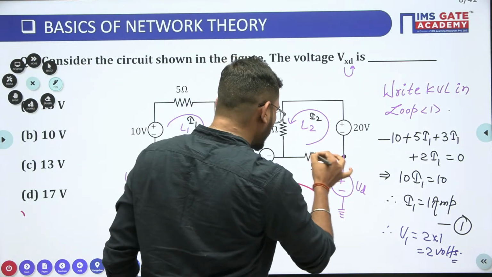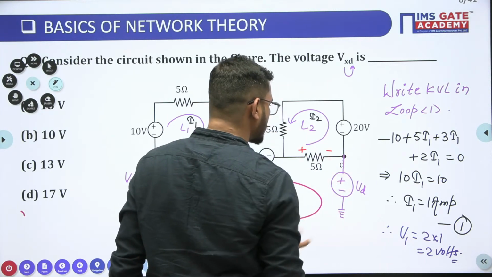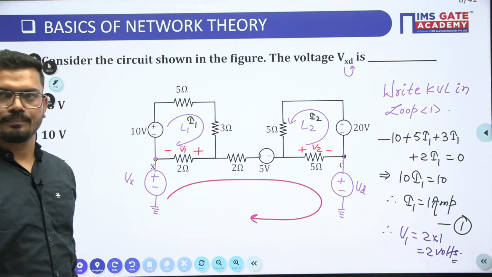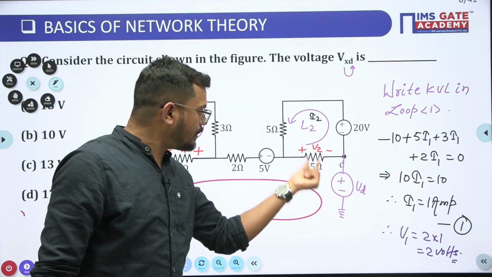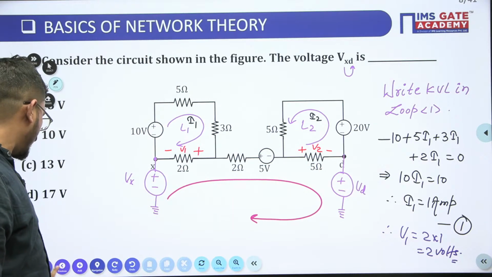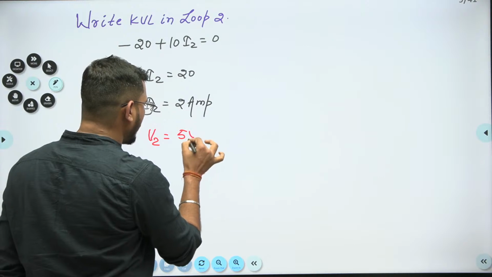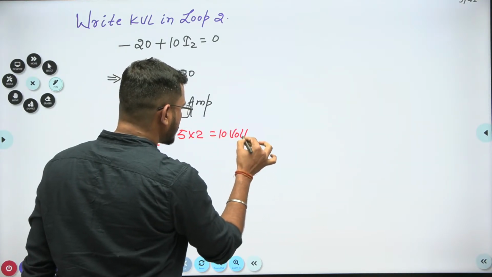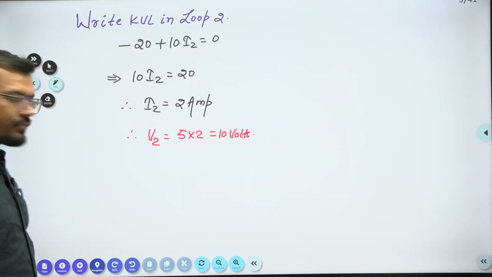The direction of current I2 is this, so this is plus and this is minus, and the value of this is V2. Is it clear? So what is the value of this? This is 5 into I2, which is 2, equal to 10 volts. Is it clear? Very good.